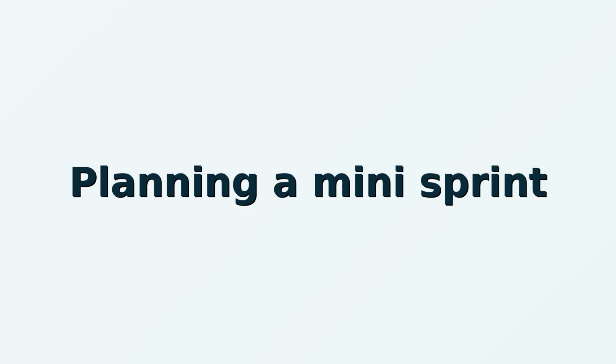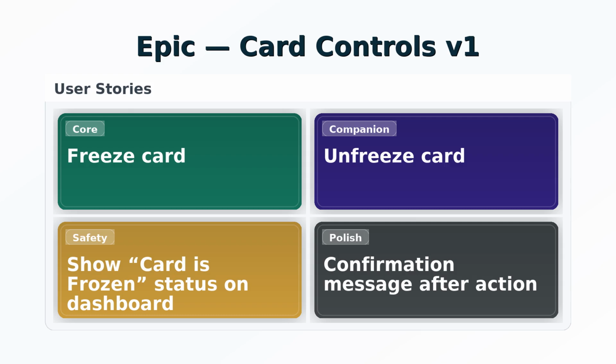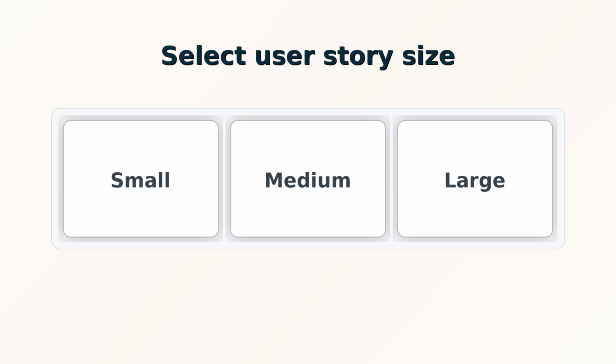How to plan a mini-sprint. Plan a mini-sprint around proof. Create 1 epic: Card controls V1. Add 4 stories. Core: freeze card, companion. Unfreeze card. Safety: show card is frozen status on dashboard. Polish: confirmation message after action. Size quickly with small, medium, or large. Relative, not hours. Then pick the smallest set that proves value this sprint.